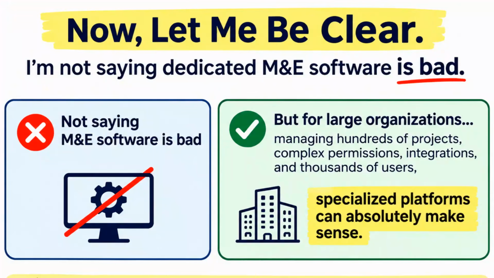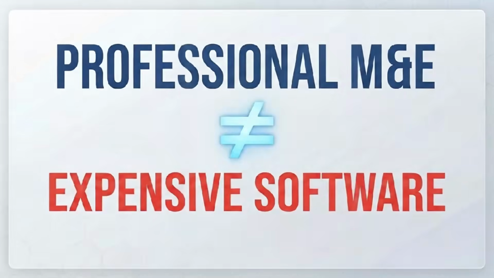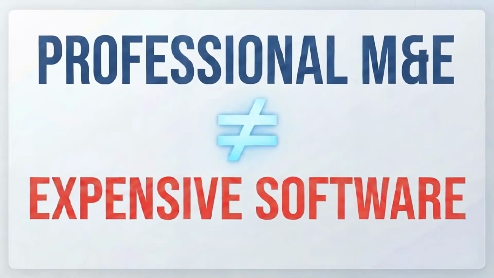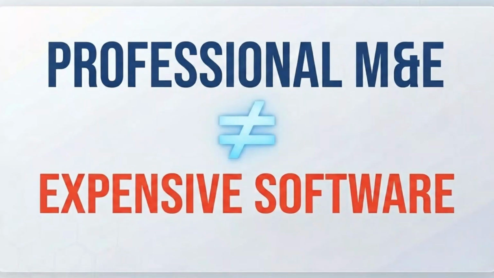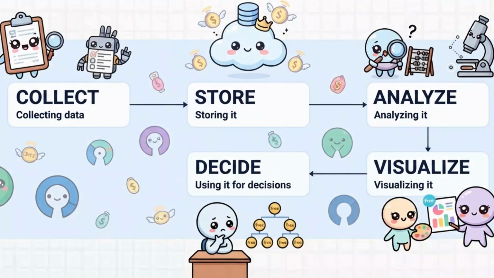For large organizations, managing hundreds of projects, complex permissions, integration, and thousands of users, specialized platforms can absolutely make sense. But here's the problem. A lot of smaller projects buy software because they think professional monitoring and evaluation equals expensive software. Well, it doesn't. Professional monitoring and evaluation is about having a good system. A good system for collecting data, storing it, analyzing it, visualizing it, and using it to make decisions. And you can build that entire chain using just free tools.